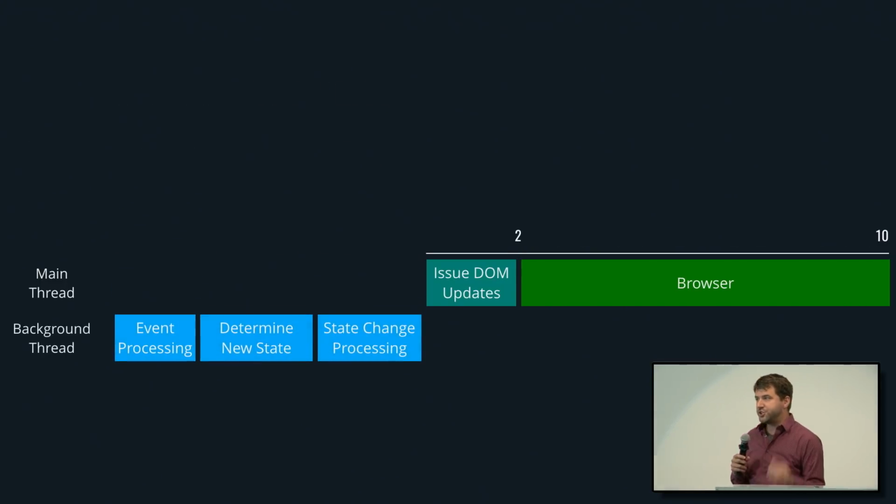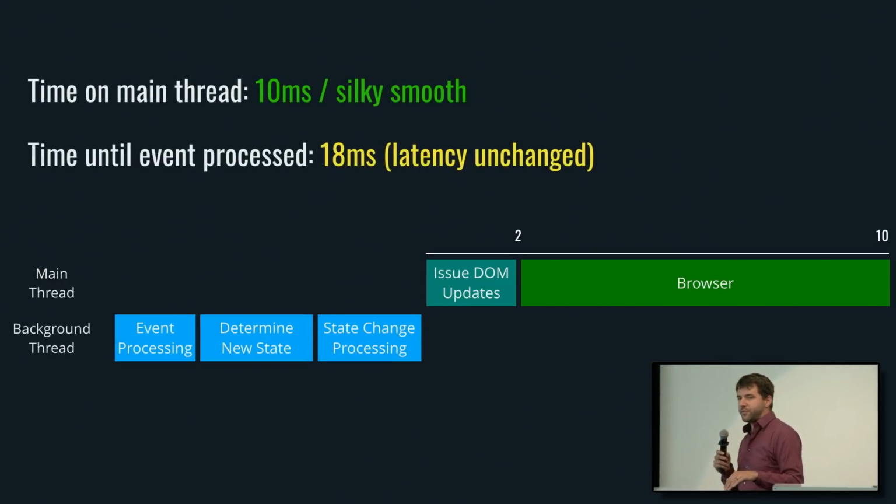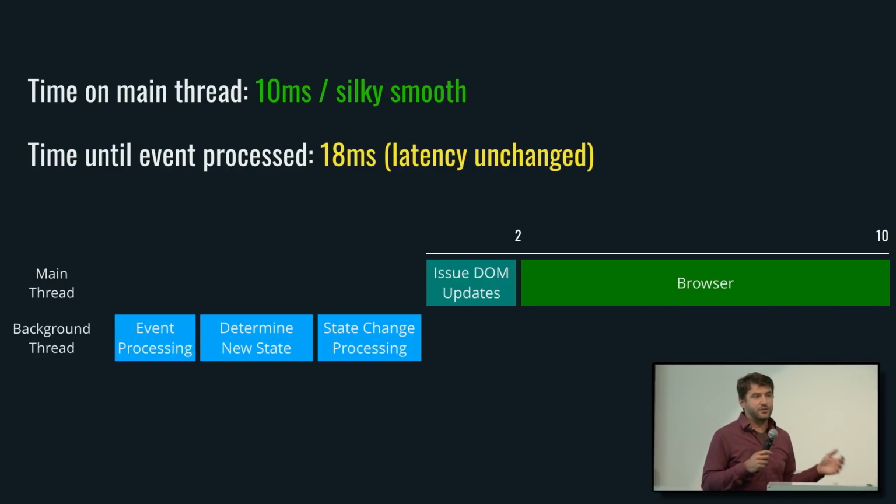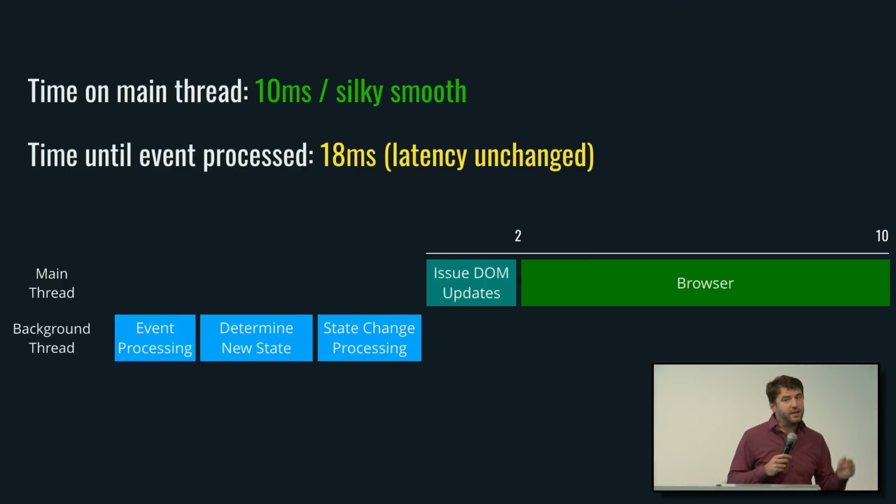In Worker DOM, we shift that work over to a different thread. So now the background thread that our web worker is running code on is executing those tasks that previously were on the main thread. This means the main thread time is only 10 milliseconds. It still takes us 18 milliseconds to actually process and display the event or change the real DOM. But the main thread is only operating on 10 milliseconds of that 18 millisecond time. So we shouldn't drop frames during this time.